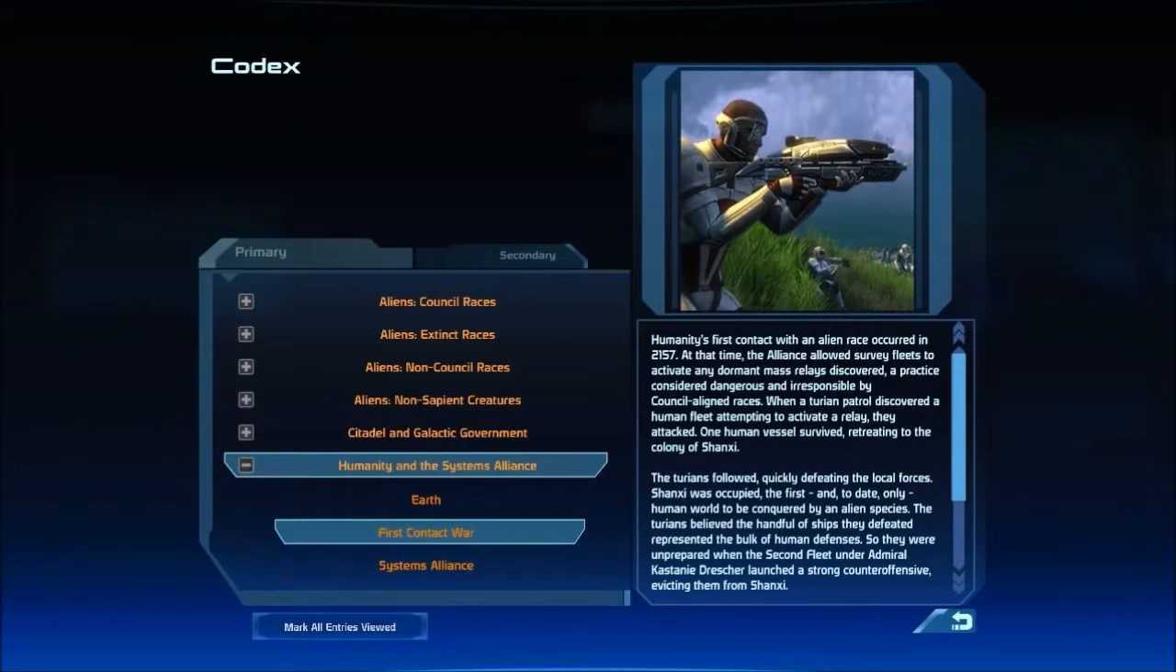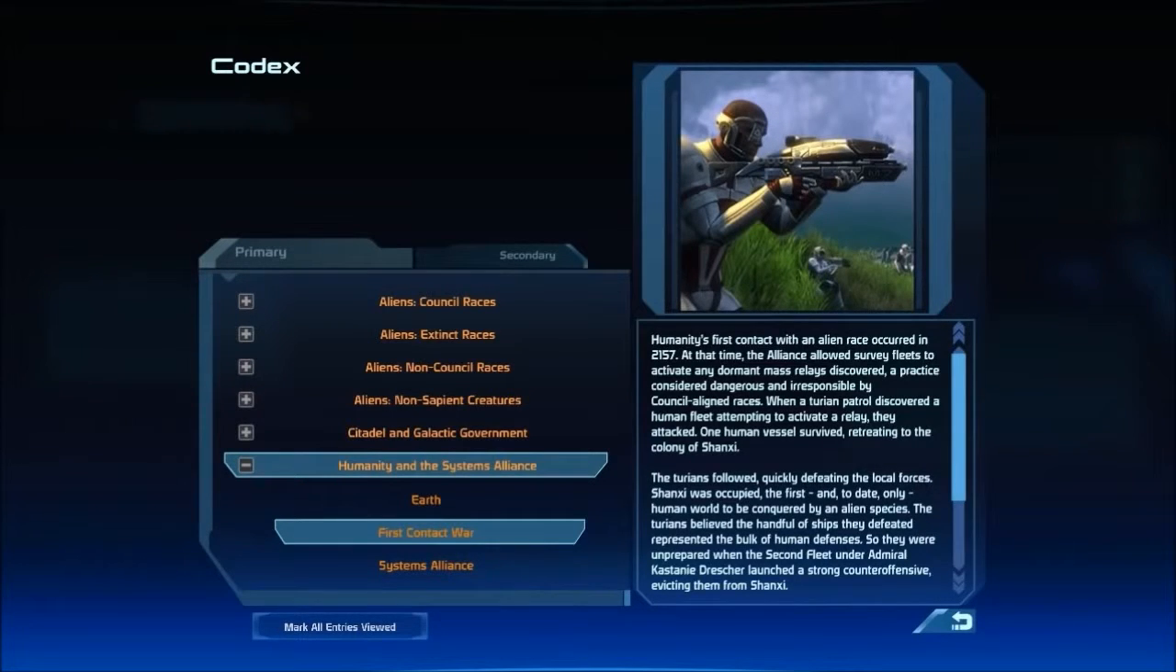Humanity's first contact with an alien race occurred in 2157. At that time, the Alliance allowed survey fleets to activate any dormant mass relays discovered, a practice considered dangerous and irresponsible by Council-aligned races. When a Turian patrol discovered a human fleet attempting to activate a relay, they attacked. One human vessel survived, retreating to the colony of Shanxi. The Turians followed, quickly defeating the local forces. Shanxi was occupied, the first and to date only human world to be conquered by an alien species.